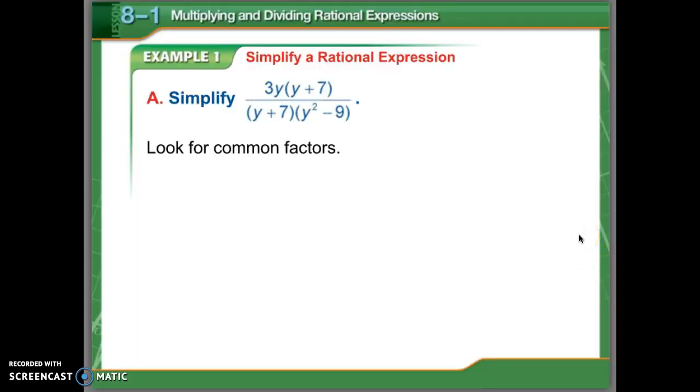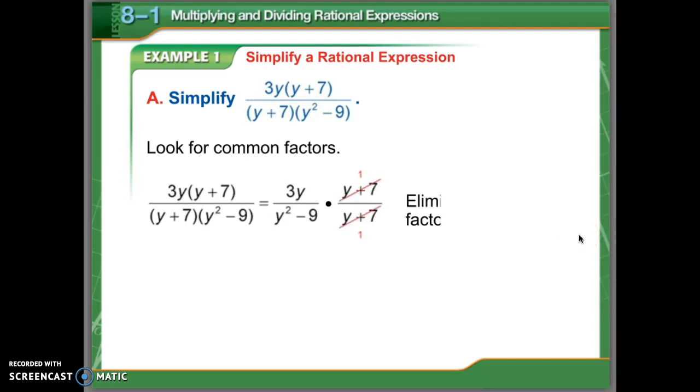So hopefully you should notice right off the bat that there is a y plus 7 on the top and the bottom. So we're going to cancel those out. And that means we would be left with 3y over y squared minus 9. And there's nothing else that they have in common, so that's our final answer.